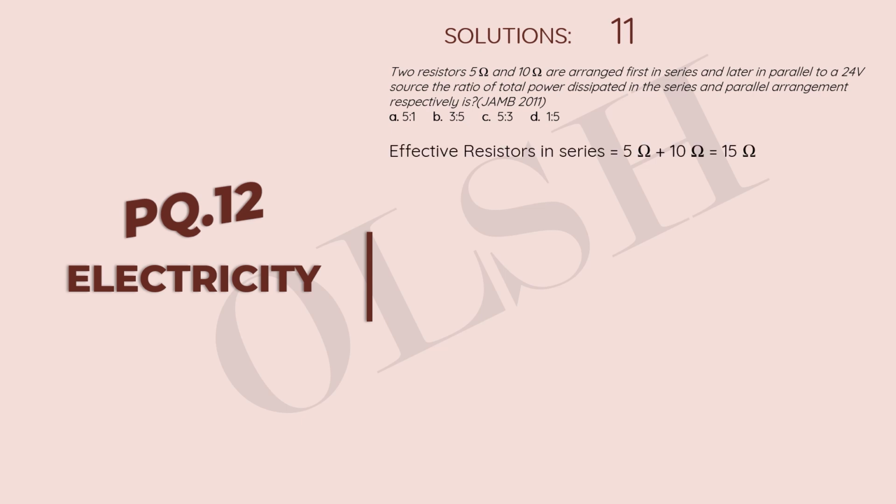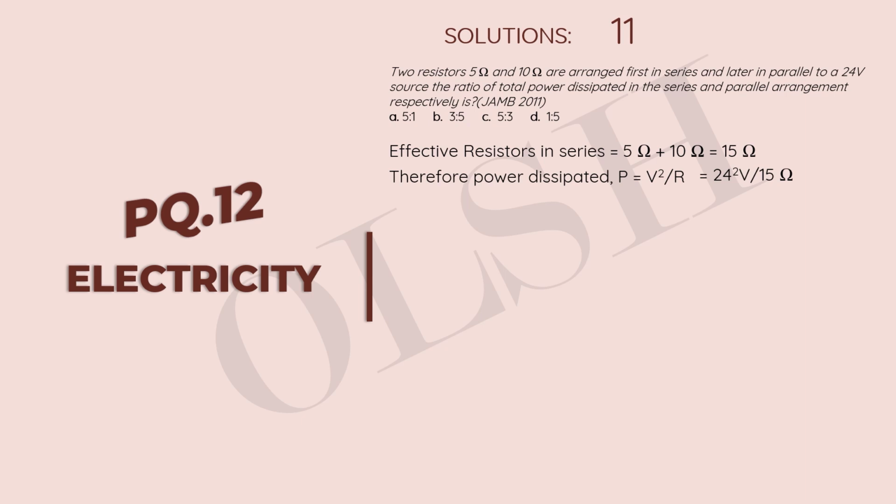So the first thing we need to do is to find the effective resistance of this thing in series, which is going to give us 15 ohms, because we're summing 5 and 10 ohms together. We now get the power dissipated for the resistors in the series network, and that will give us V squared over R. So if we bring in the values, we're going to have 24 squared over 15, and if we solve for that, we're going to have 38.4 watts.